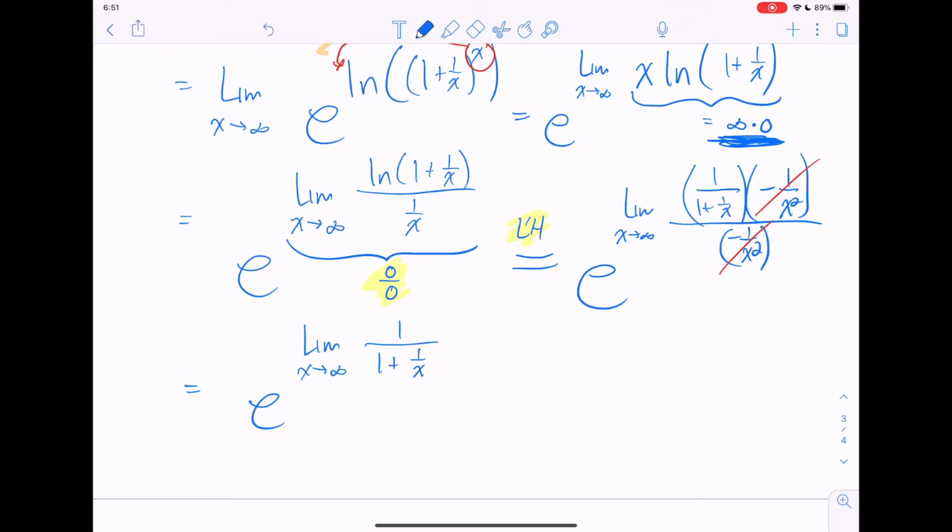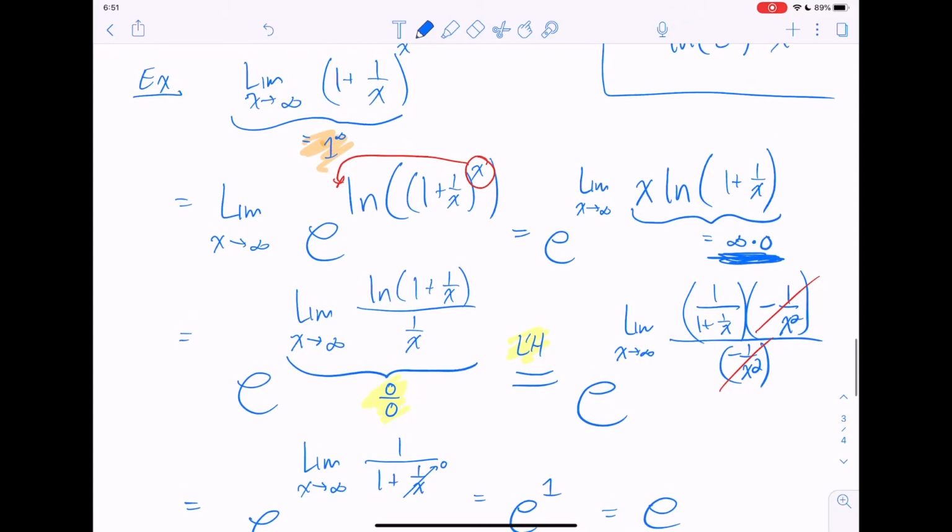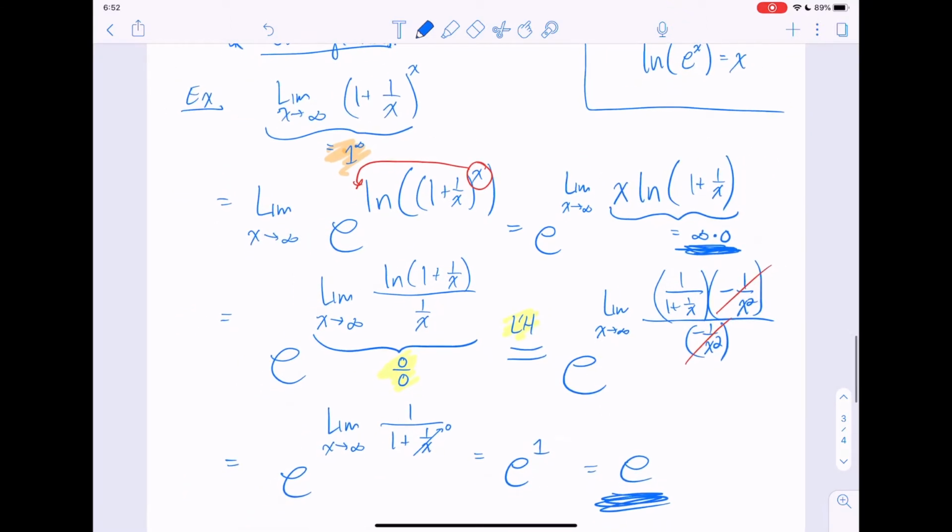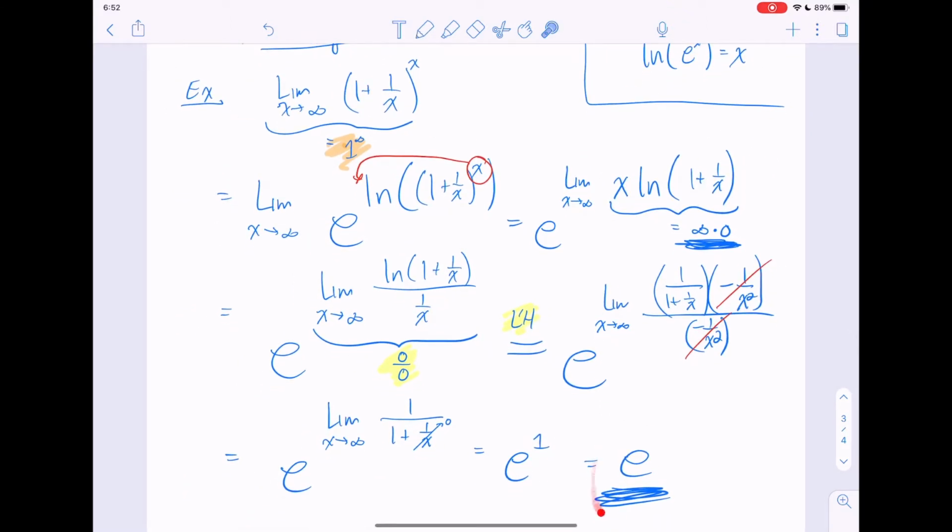Now this limit is well understood. 1 over x here is going to go to 0, and so the net result is e to the 1, which is just e. So indeed, this limit is equal to e at the end of the day. This is the most common use of L'Hopital's rule within the context of Calc 2 and sequences in Calc 2.